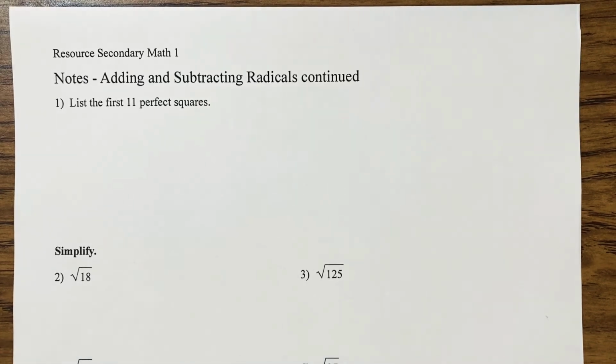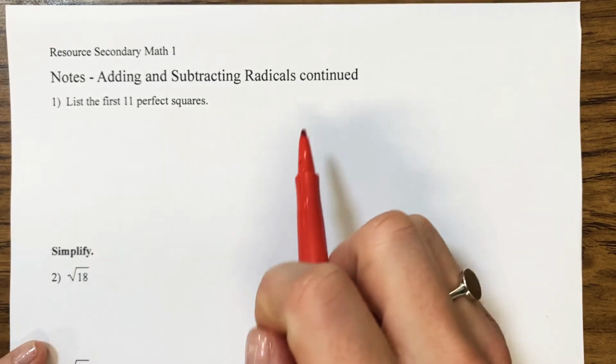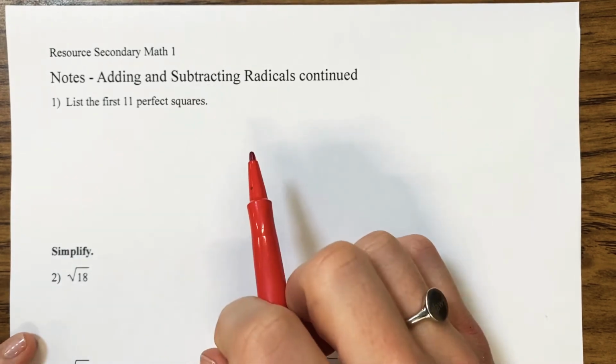Alrighty, Secondary Math 1 class. For today's notes, we are going to be talking more about adding and subtracting radicals. So we've been working a lot with our radicals. Radical is another word for basically the square root symbol, okay? So let's get right into it.